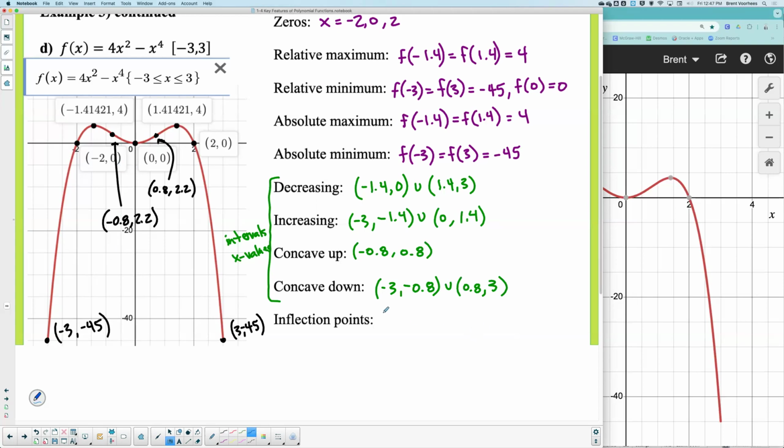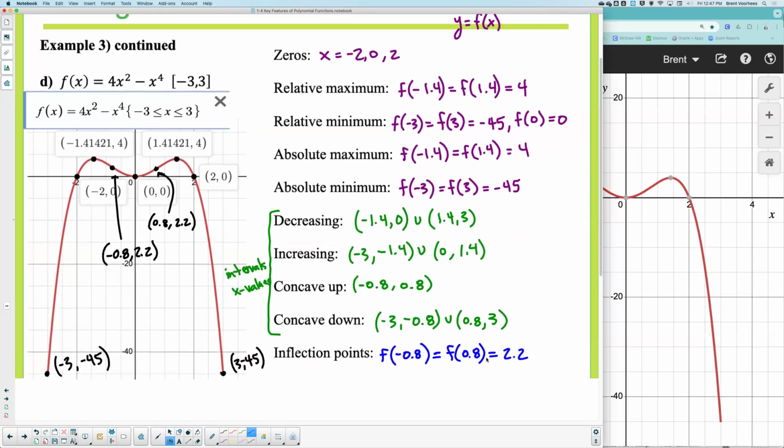So we have two inflection points. The two inflection points would be f of, there's a shortcut way of writing this. Since they're the same y value, f of -0.8, which equals f of positive 0.8, which equals, what's the y value? 2.2. There we go.